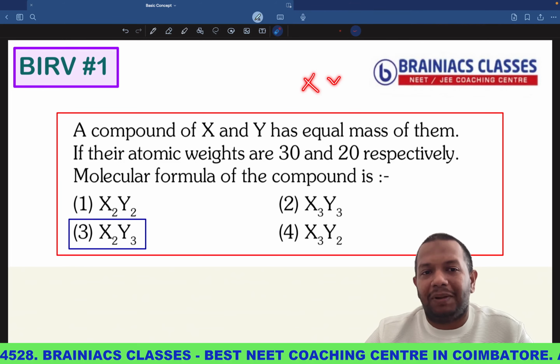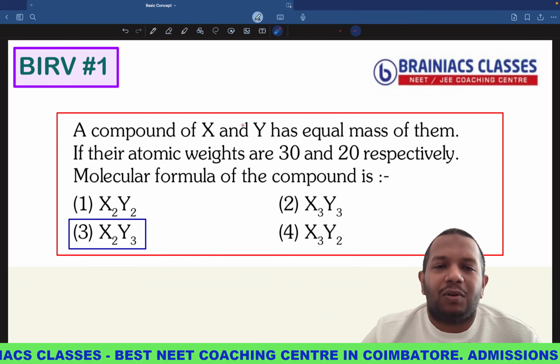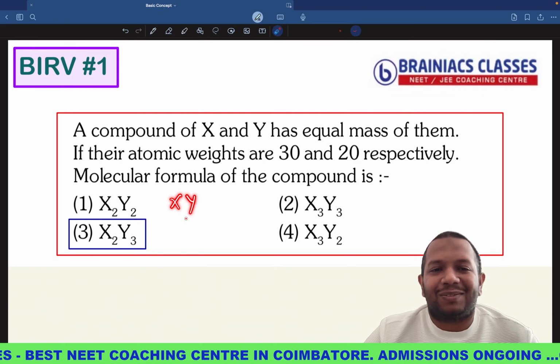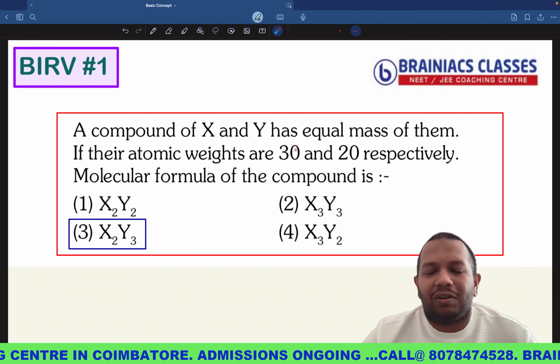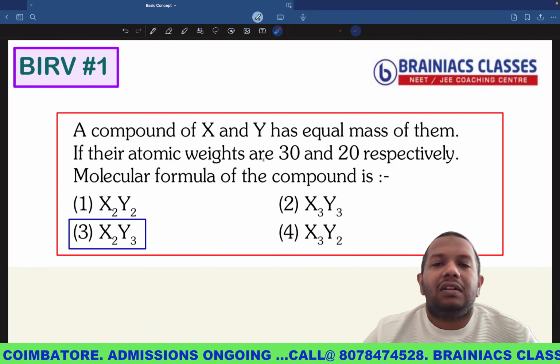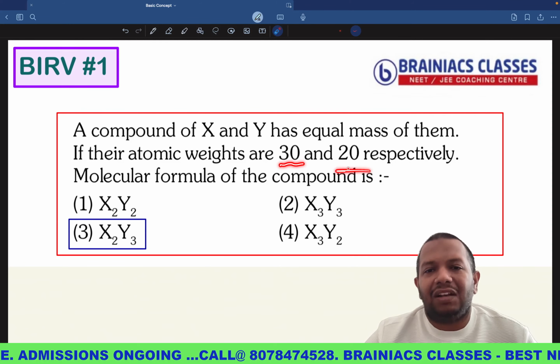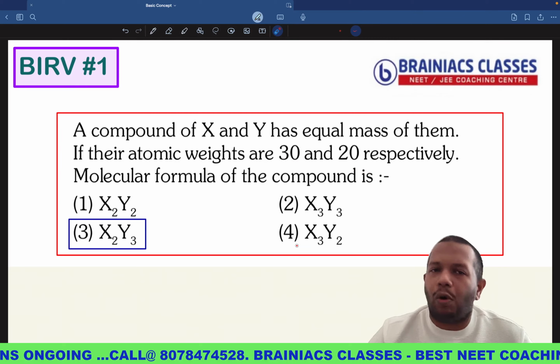Don't assume it simply as XY. Usually in NEET, they will give the option as XY or X2Y2. You can say here X3Y3 like that. Don't assume it initially itself. They have given the atomic weights as 30 and 20. What is the molecular formula of the compound?